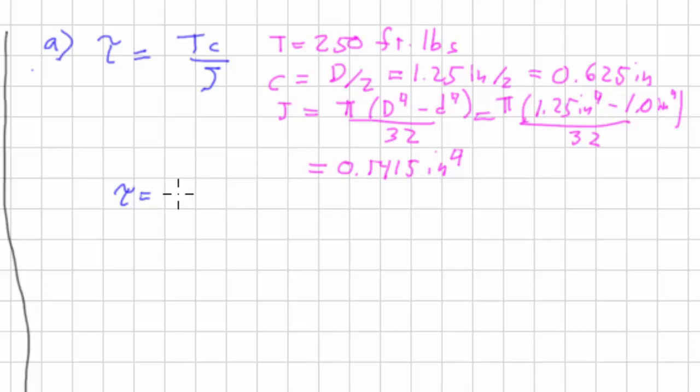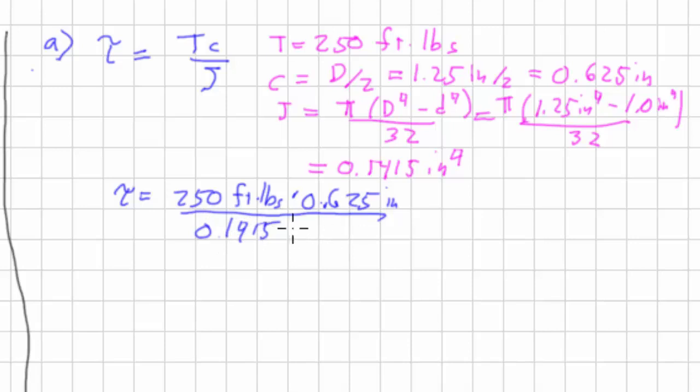So let's plug this in and see what we get. Shear stress equals 250 foot-pounds times 0.625 inches, all over 0.1415 inches to the fourth, and that comes out to a stress of 13,250 psi, or 13.25 ksi.